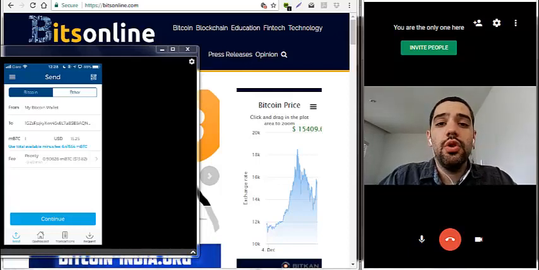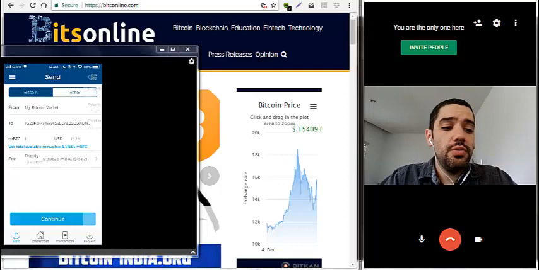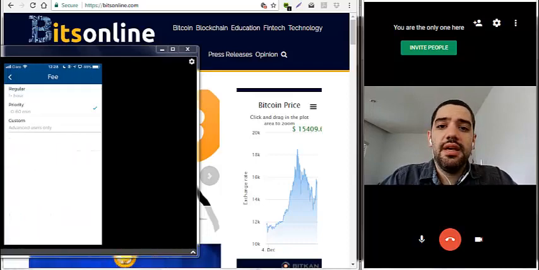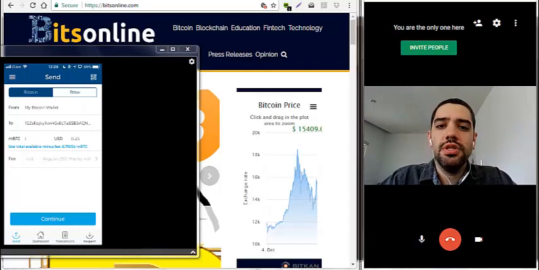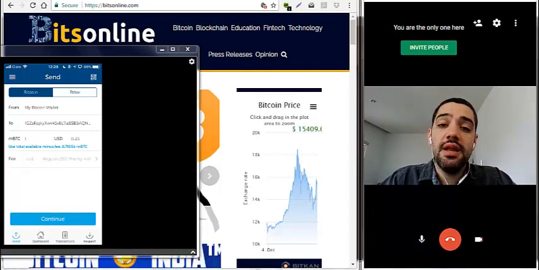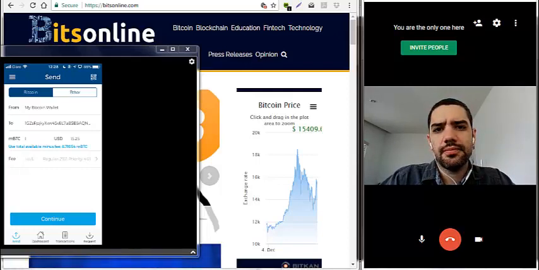Now, some wallets will actually allow you to specify a custom fee. So you go back to the fee tab and then you can select custom, and it will allow you to specify a fee, and this is measured in satoshis per byte. Now, what are these satoshis per byte, you may ask?